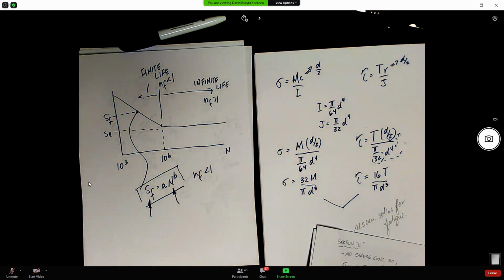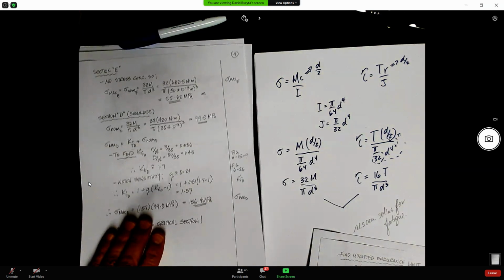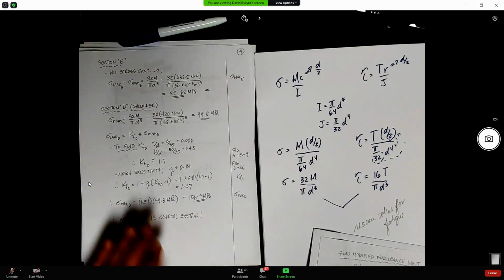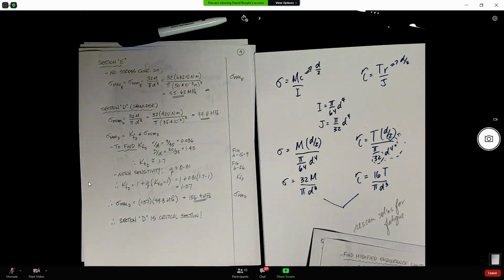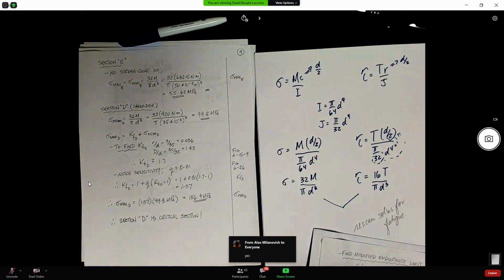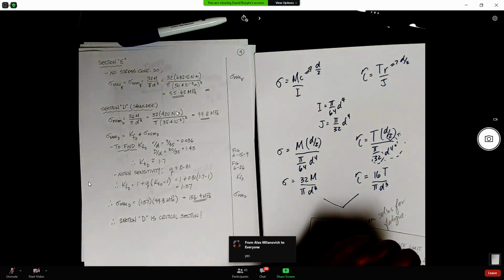Now, hopefully you can see this because it's written in pencil. Can you guys see that okay? Yeah, looks good.